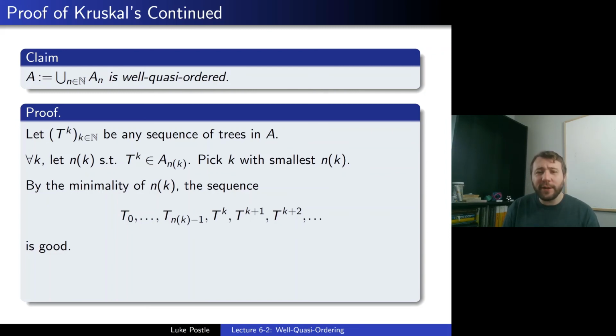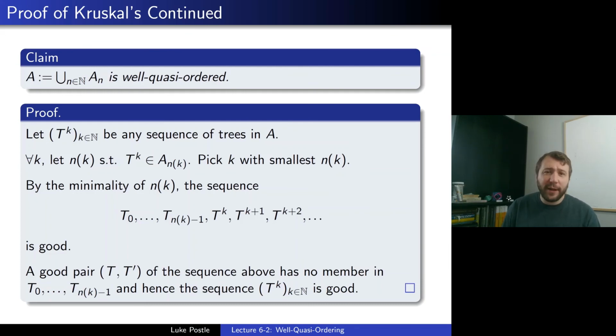Okay, that's all good and all, but what do you do with that same argument? Where does this good pair live? A good pair of the sequence above, if you think through it, you can't have among the subscript t's, because then that would contradict that they were a bad sequence. And for similar reasons, you can't have a good pair between anything in the first half, the t0 up to t subscript nk minus 1, and something in the second half, because again, those are subtrees of later t's, and so then you would also get a good pair. So there has to be a good pair in that tail, and that shows that indeed that sequence is good, and so that A is well quasi-ordered.